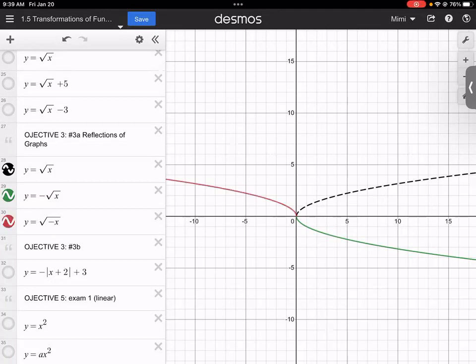What about the red one? Does the domain change? How does it change? The opposite of the original, right? And then does the range change? No. So remember those. Well, you don't have to remember those. If you're in doubt, draw it out, right? See what happens.